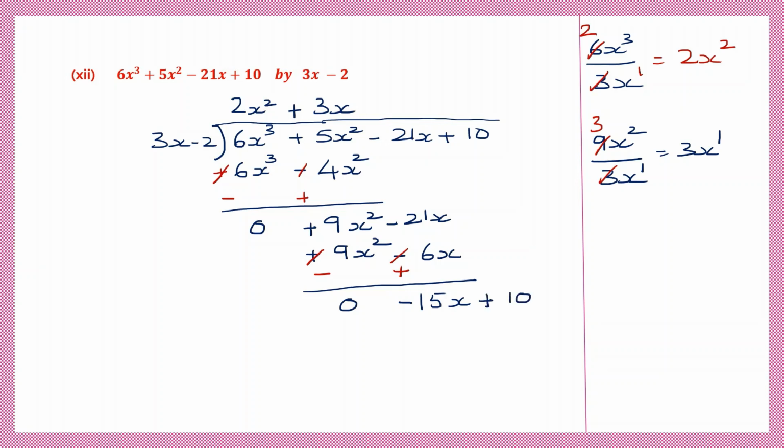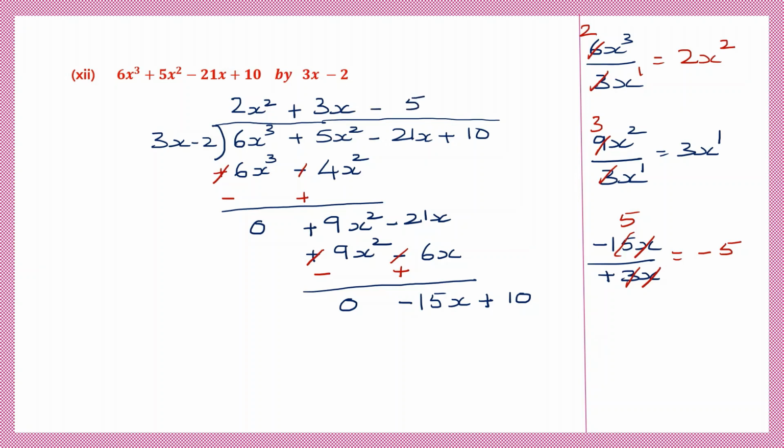So again take the first term, which is minus 15x, and take the first term of the divisor, which is 3x. So now we can cancel these, becomes 5. The sign is minus, the number is 5. We can cancel the x also. So we only have minus 5 left.